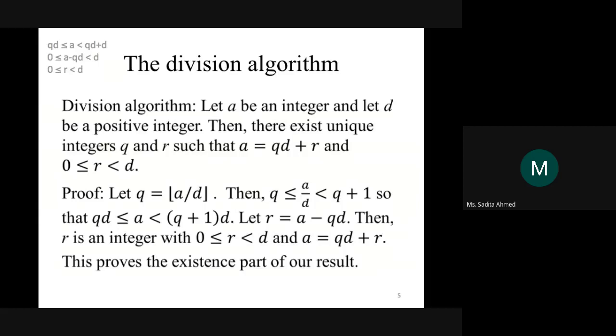Whether a by d is an integer or not, q plus 1 will always be greater than a by d. So we can say that a by d is less than q plus 1. We can say this based on the definition of quotient: q is less than or equal to a by d, and a by d is less than q plus 1. Can we not?